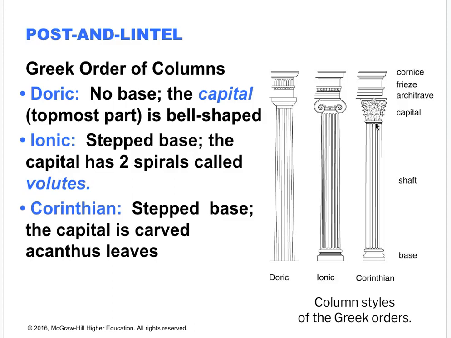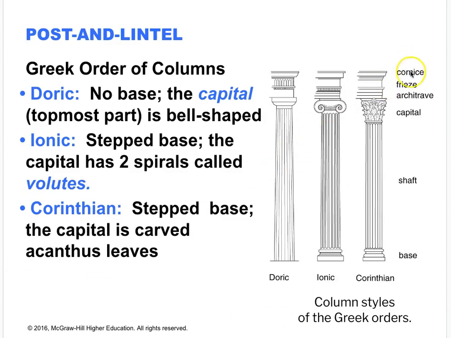So these different columns are from different time periods, as I said. The first one is like the 7th century BCE. The Ionic would have been like the 6th century BCE, and the Corinthian is the 4th. So every 1 to 2 years in Greek architecture, you see this changing, and so that identifies what time period they were from. And that's again called the Greek order of columns.